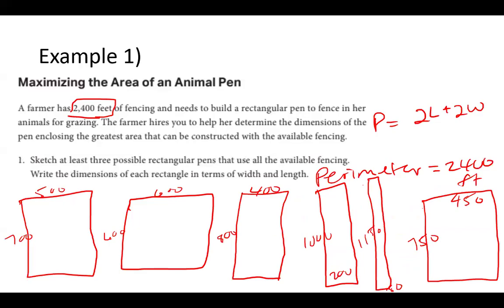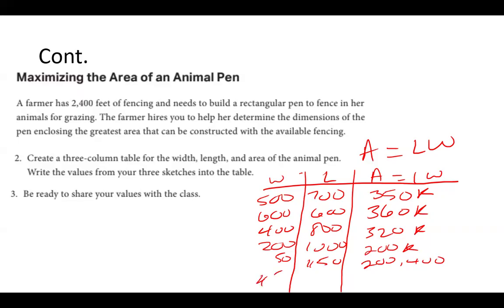All right, next we're at 450 by 750 now. Someone will have to do that one for us. We're building a table. All right, what do we get for 450 by 750? 450 times 750. Somebody's gonna tell me. Thank you. Okay, so now we have a table of data.